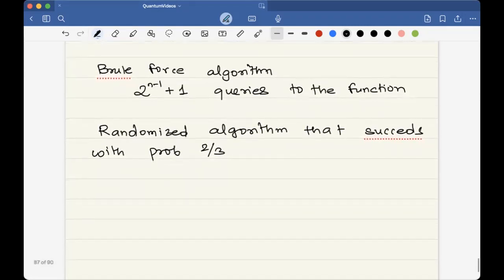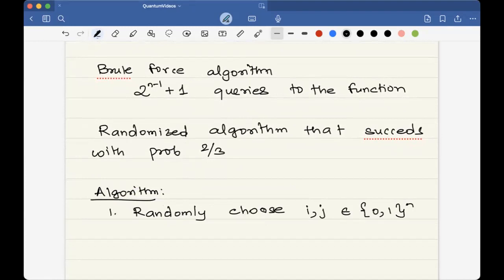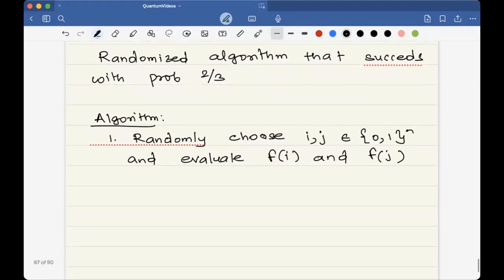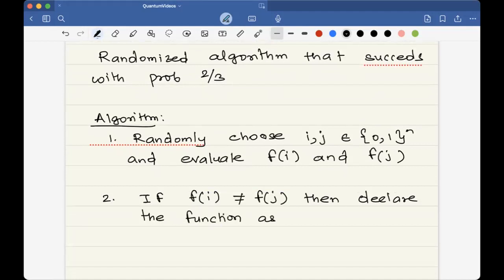So here is the algorithm. Select randomly, and randomly means uniformly at random, two inputs. Choose two inputs i and j, and evaluate the function at those, f(i) and f(j). So you have two calls to the function, and then if f(i) is not equal to f(j), then declare the function as balanced.